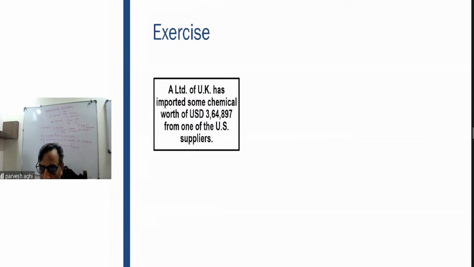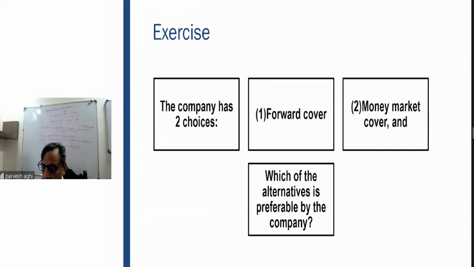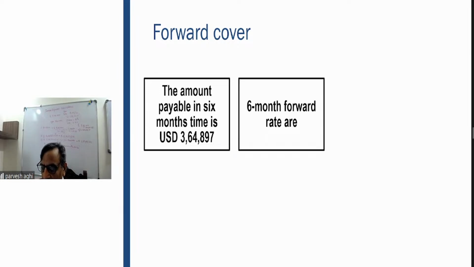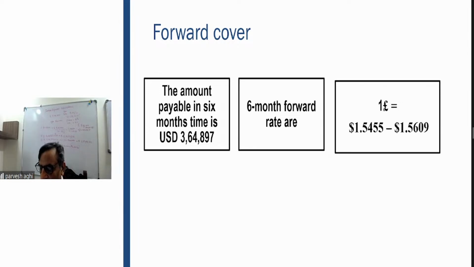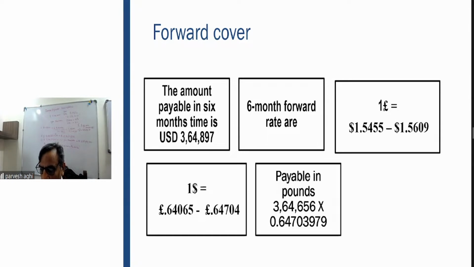So now let's see A Limited. This is the same question, I just put it in a different format. The company has two choices. Which alternative is better? The amount payable is $3,64,897, and the 6 month forward rate is given as £1 equal to so many dollars. Since it is given in pounds but we need a dollar rate, we will take the reciprocal of both sides, bid and ask, and calculate the dollar rate, and then calculate the amount payable in pounds.